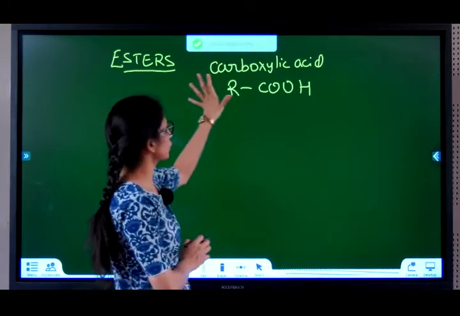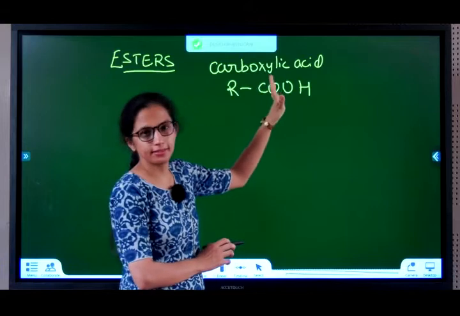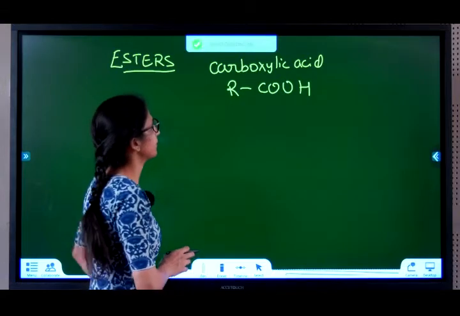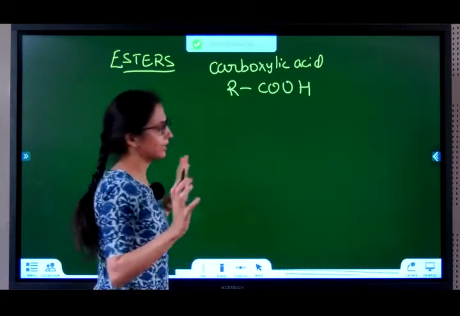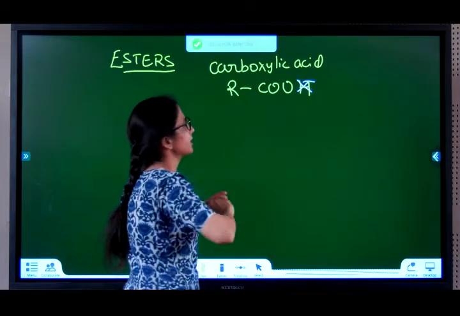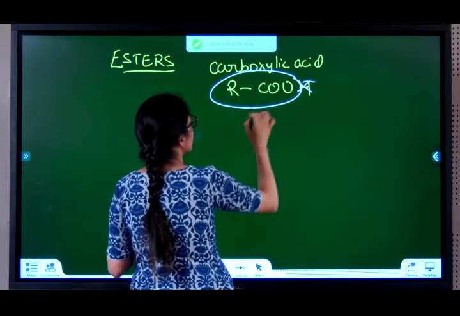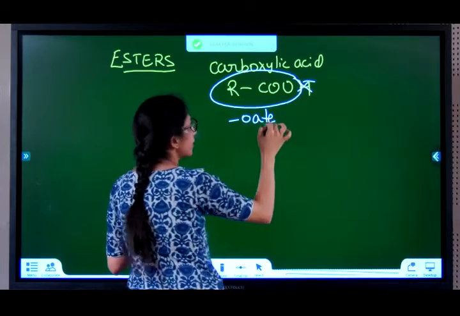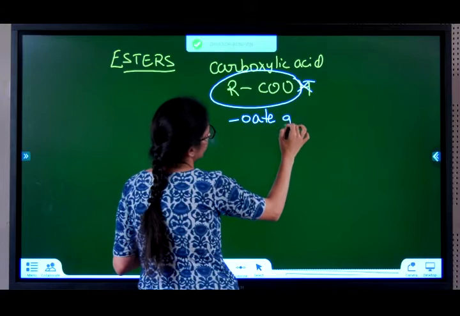You will study the preparation of esters and how they are related to acids in the chapter. But for now, what do we do about the naming? If you take a carboxylic acid and remove a H, then this becomes a group. Instead of an oic acid, it becomes an oate group.